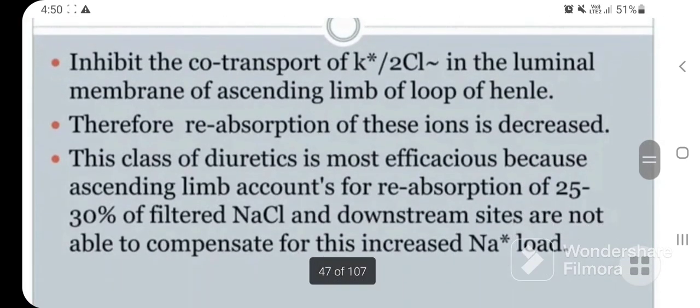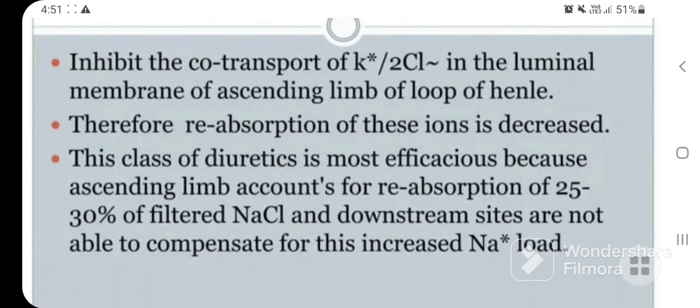Mechanism of action, simple mechanism of action here. Inhibit the co-transport of sodium, potassium and chloride in the luminal membrane of the ascending limb of the loop of Henle. Therefore, reabsorption of these ions is decreased. Very simple. Same as what we saw in loop diuretics, you have to write the mechanism. They will inhibit the absorption of sodium, potassium ions and water from the ascending loop. These all get decreased automatically.